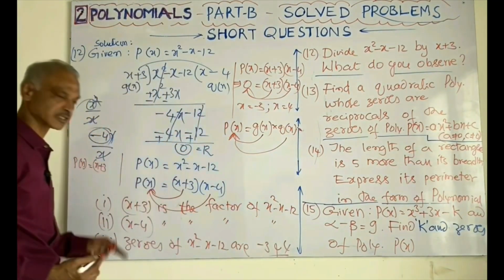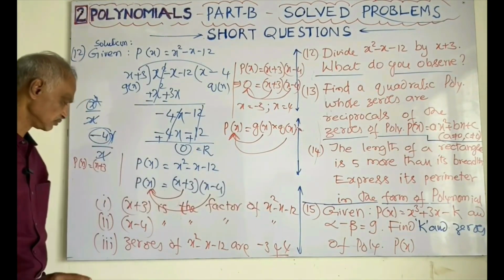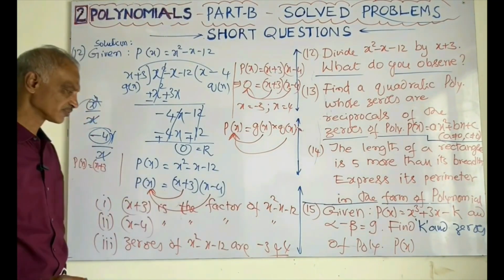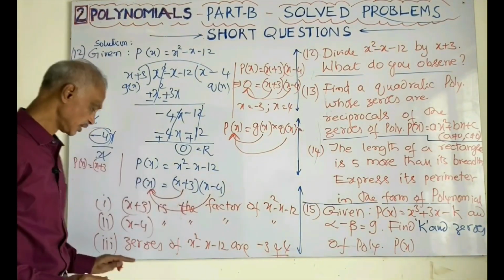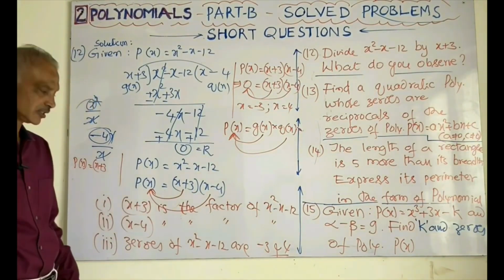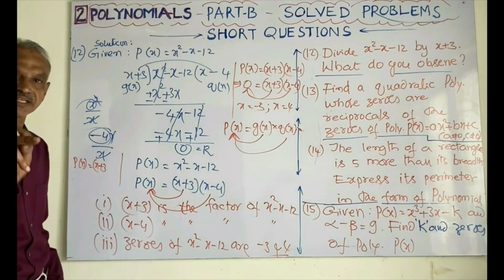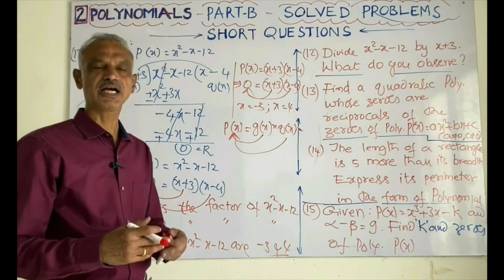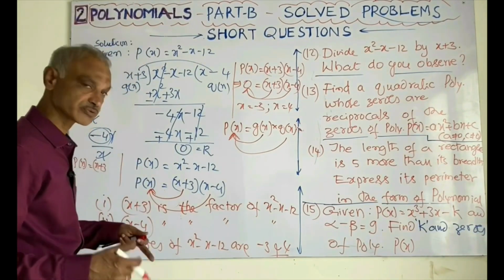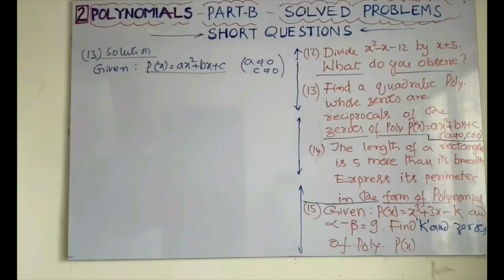We observed that x plus 3 is a factor of x square minus x minus 12, and x minus 4 is also a factor. And also, if you know the factors, you can find the zeros. x plus 3 is a factor, so minus 3 is a zero of the polynomial. x minus 4 is a factor, so 4 is a zero of the polynomial.